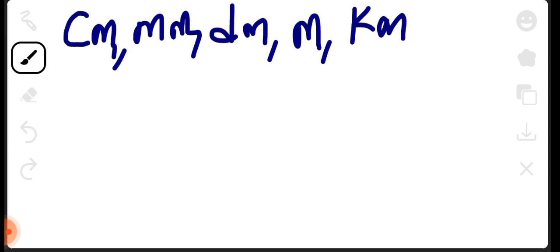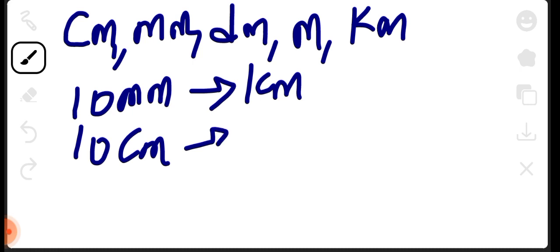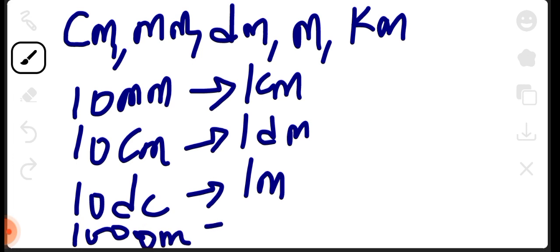Okay, look at this. There is something you ought to know. Take note of this. 10 millimeters gives 1 centimeter. 10 centimeters gives 1 decimeter. 10 decimeters gives 1 meter. 1000 meters gives 1 kilometer.